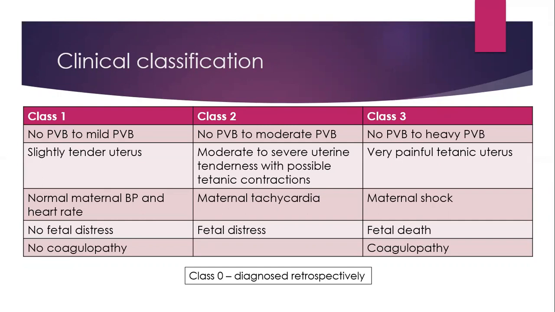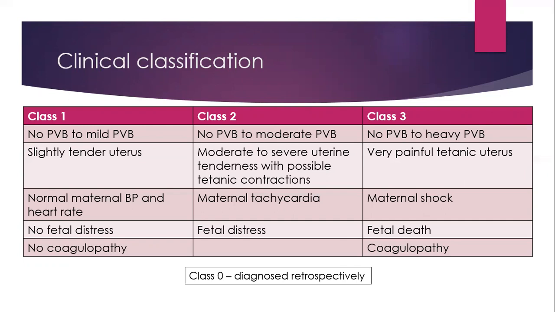But then class 2 and class 3, there's any sign of maternal compromise. That's usually when you'll have your 2 IV lines with your fluid, and you also assess whether you need to transfuse blood or not. Your fetal distress also determines which class you are, where we have no fetal distress versus fetal death, and then your fetal distress is in class 2. Coagulopathy also plays a big part, and if there's any signs of coagulopathy, this patient is a class 3 placental abruption.